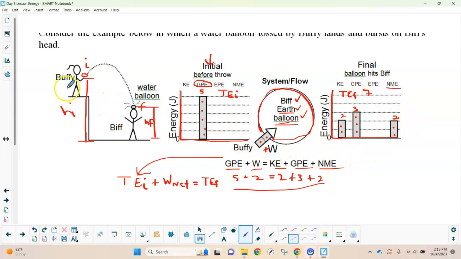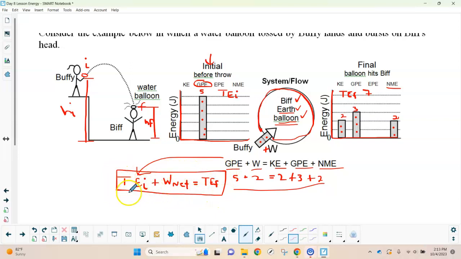So in this case, Buffy added energy. How did Buffy add energy? Let's think about that for a second. Buffy threw the balloon. So she took energy that was inside of her, stored inside of her as chemical energy, and she pushed on the balloon and gave it kinetic energy. So she added energy to the system, and then after that you could see the system and what happened at the end. So this is how conservation of energy works.